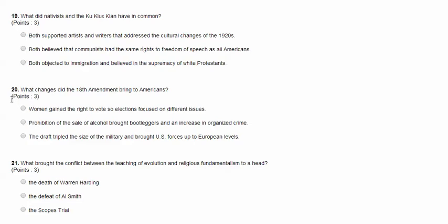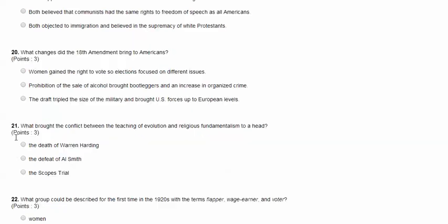Number 20, what changes did the 18th Amendment bring to Americans? Women gained the right to vote, so elections focused on different issues. Prohibition of the sale of alcohol brought bootleggers and an increase in organized crime. Or the last option, the draft tripled the size of the military and brought U.S. forces up to European levels.